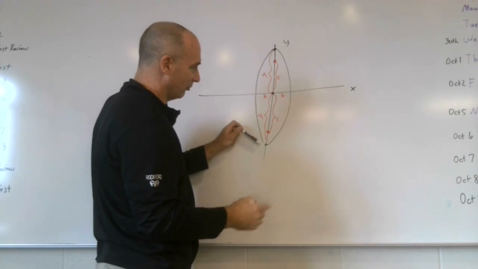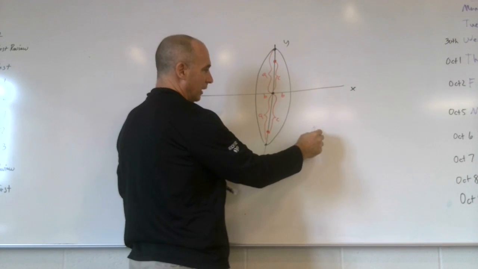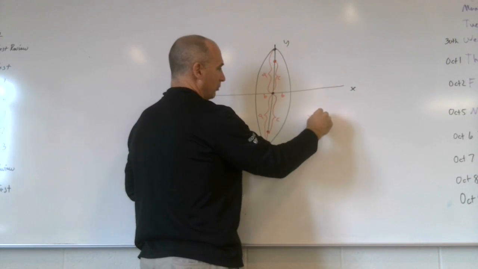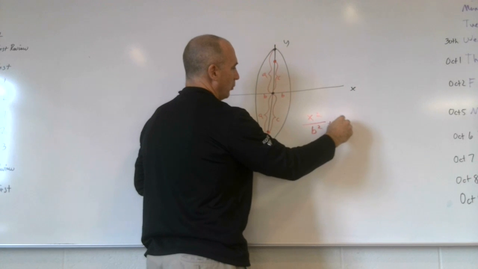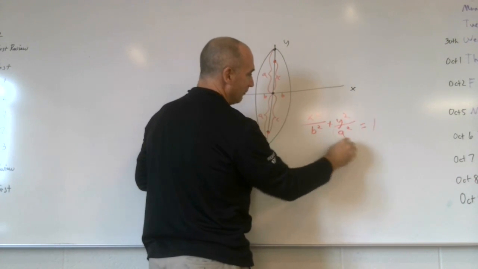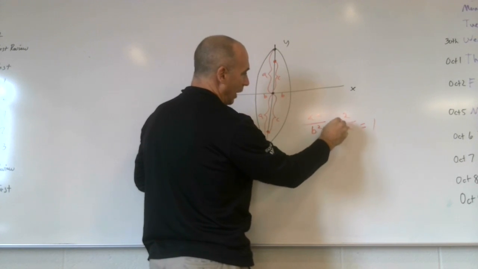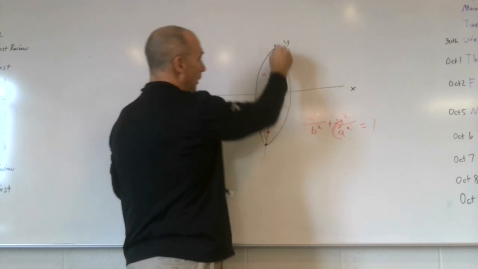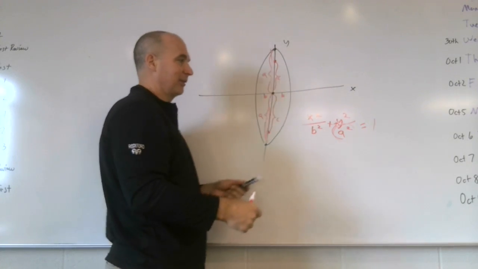So in this case, generally speaking, the formula or the equation would be x squared over b squared plus y squared over a squared equals 1. Notice where the a is. It's underneath the y. Therefore, my y-axis is my major axis.